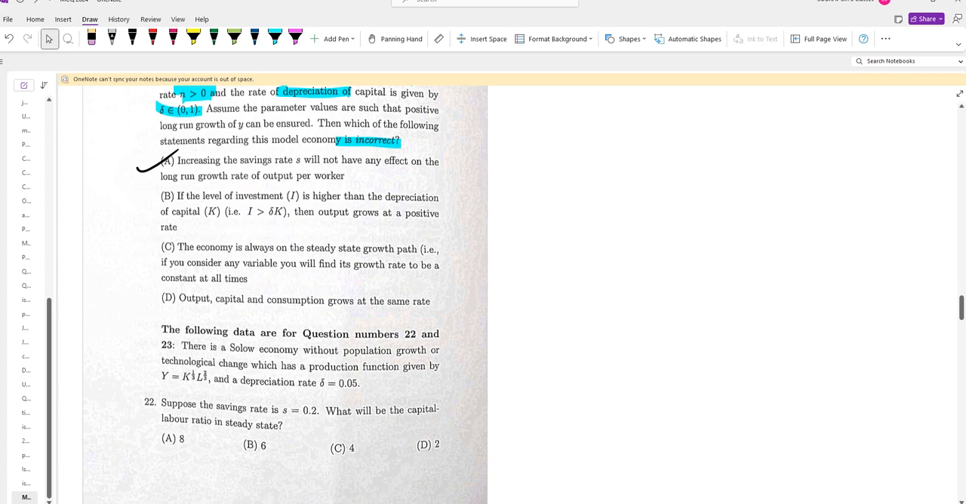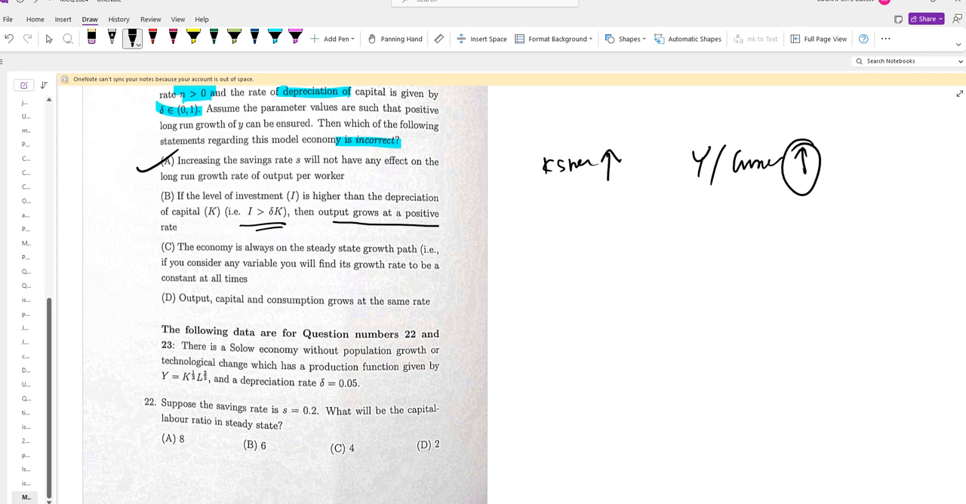B is if the level of investment I is higher than the depreciation, I is sigma K, then the growth rate is positive. ठीक है. So in the Solow growth model, if the level of investment I is greater than depreciation, obviously capital stock K grows, leading to an increase in the output per worker, Y per worker enhances. ठीक है. So this condition is necessary for positive growth of output per worker.